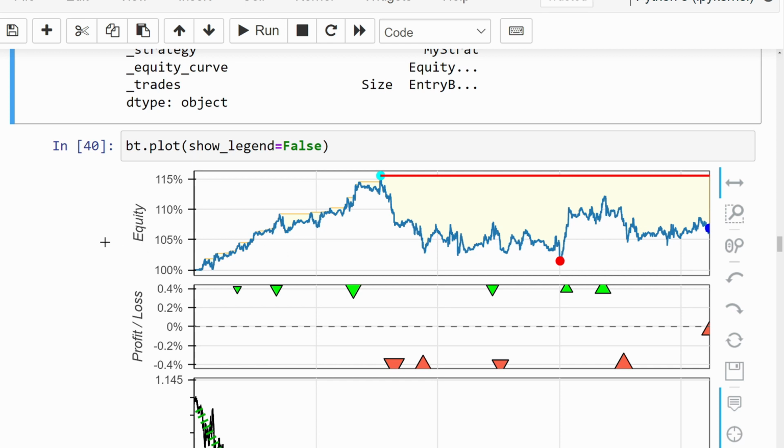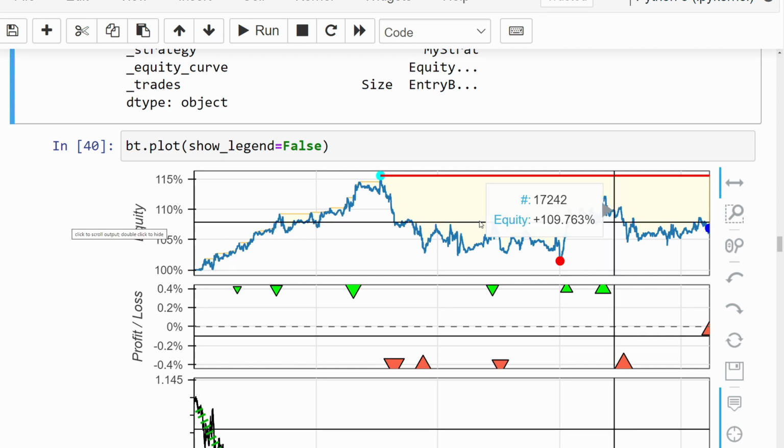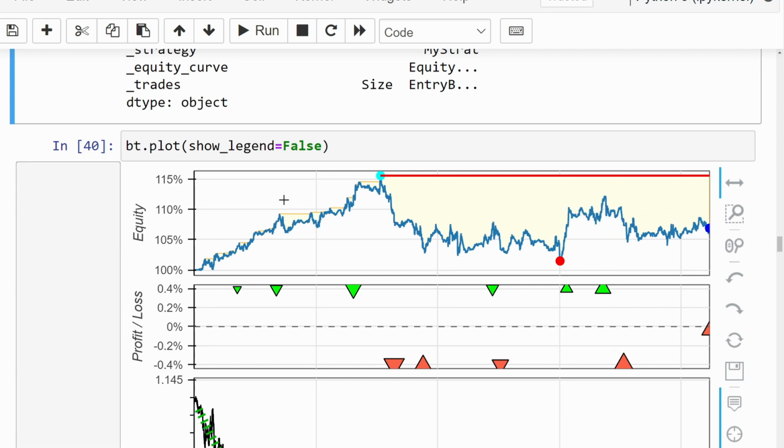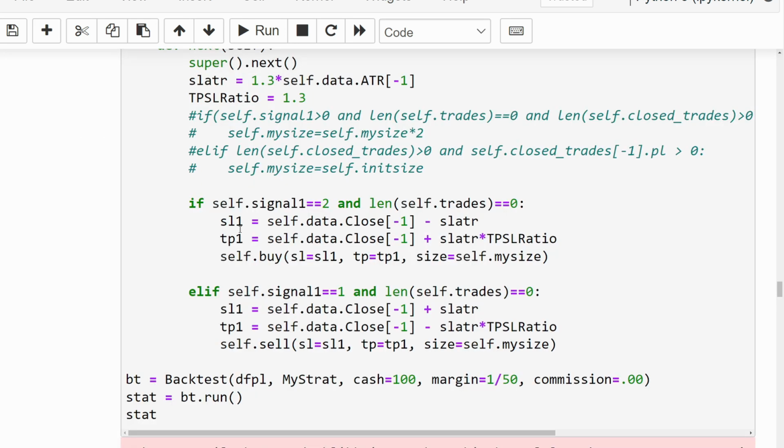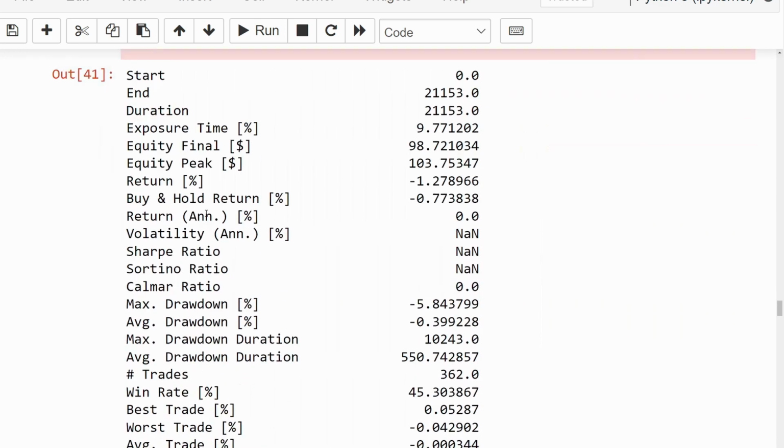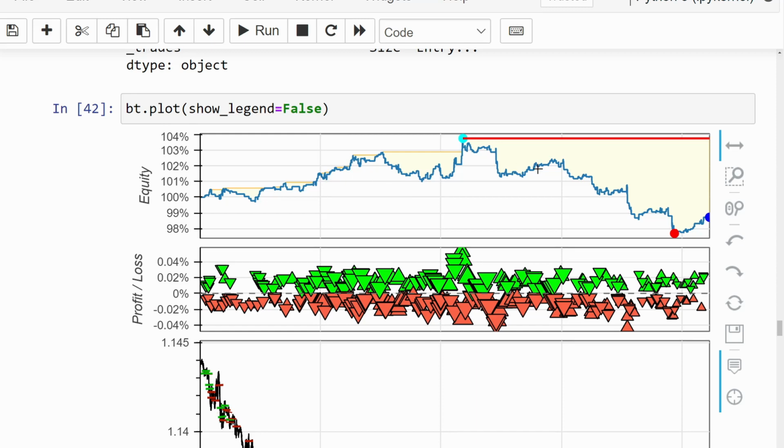So it's in 1 month. Now, if I take a different month, it might be a losing trade, in this case, a losing strategy. The other stop loss and take profit method is to use the ATR related and the take profit stop loss ratio. And this one gave minus 1.2% in return. So it was a loss during this particular month.